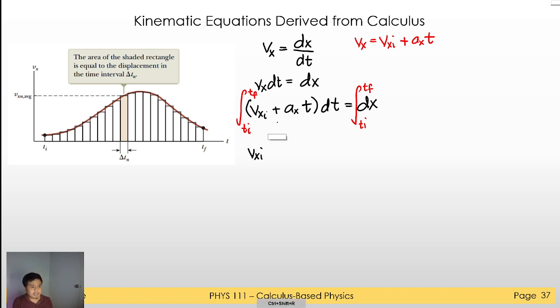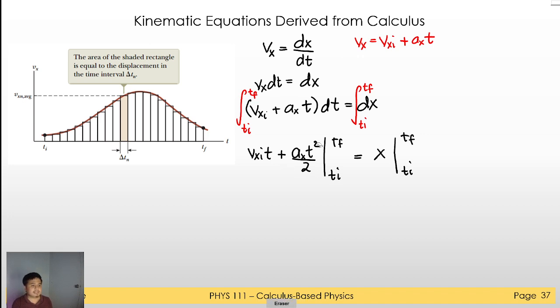vxi, and the integral of dt here is t. Then plus, assuming ax is a constant and we are only integrating for t, the integral of t will be axt squared over 2. This is a definite integral, so we are evaluating from ti to tf. And this is equal to this: the integral of dx is just x, evaluated from ti to tf.